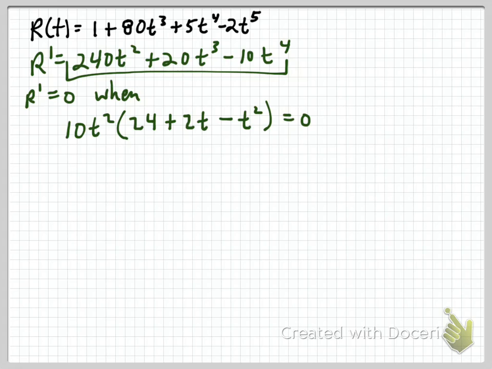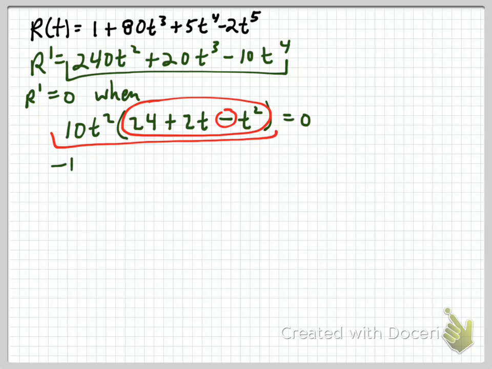Okay, so when r prime is equal to 0, I've got it factored here. I need to solve for t. Now I notice here that I've got my trinomial, but I don't like the fact that I've got a minus sign in front of my t squared. So I'm going to go ahead and factor out that negative sign and then rewrite the terms in decreasing order of power. And so we're going to do that right down here. We've got negative 10t squared, and I'm going to multiply that by t squared minus 2t minus 24.